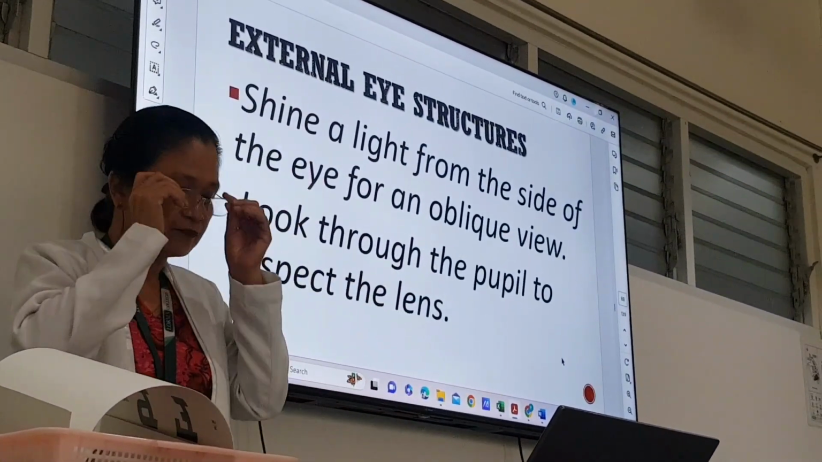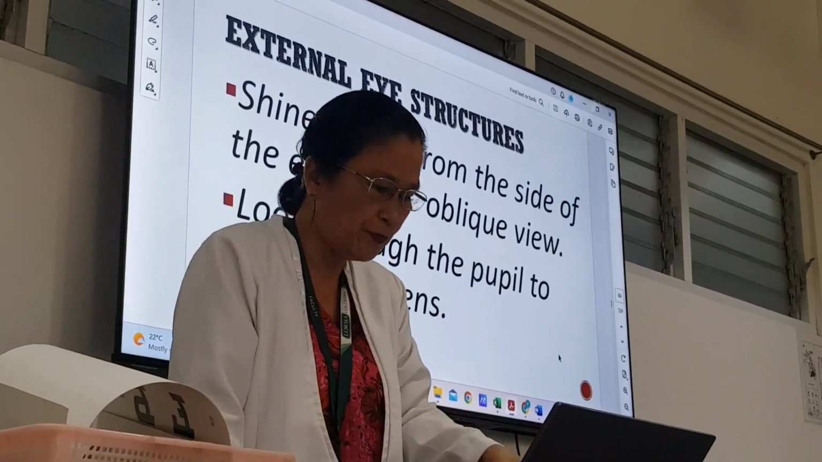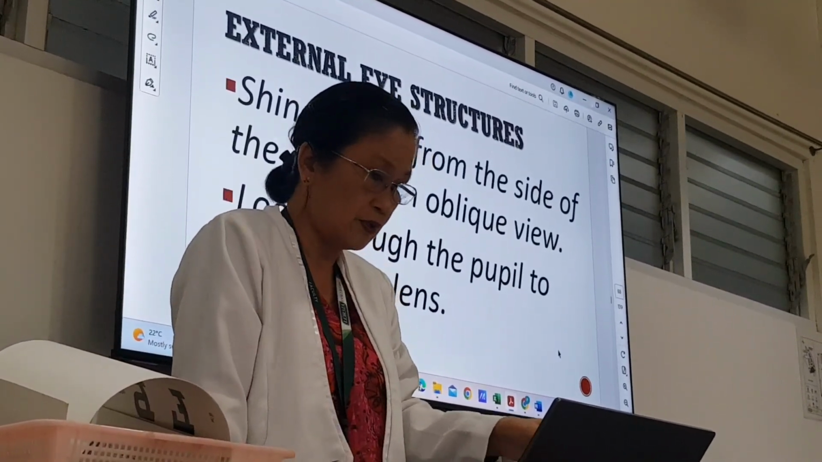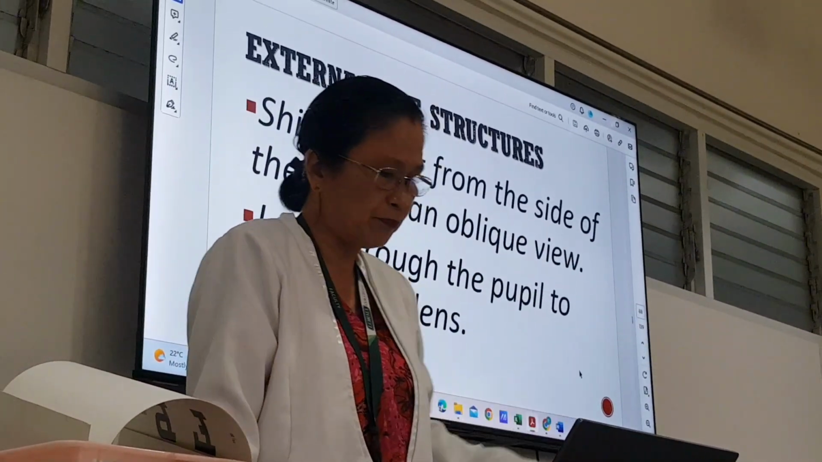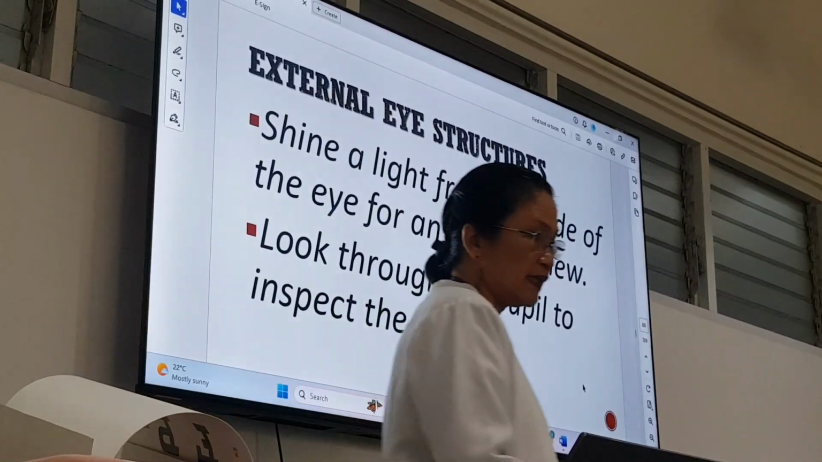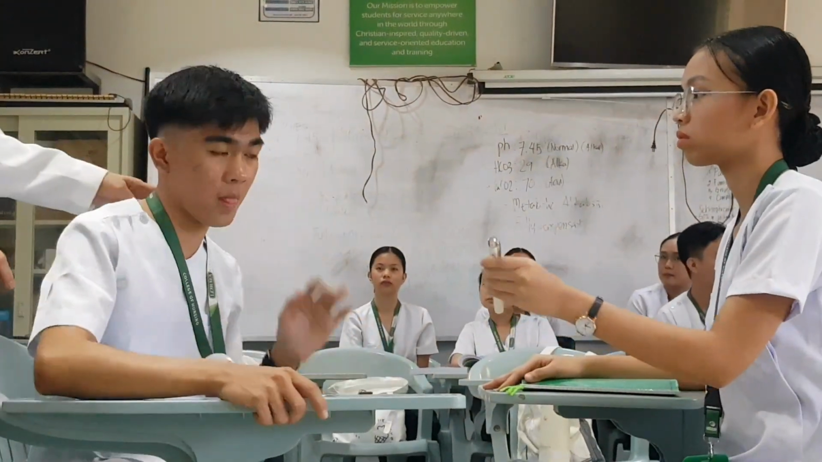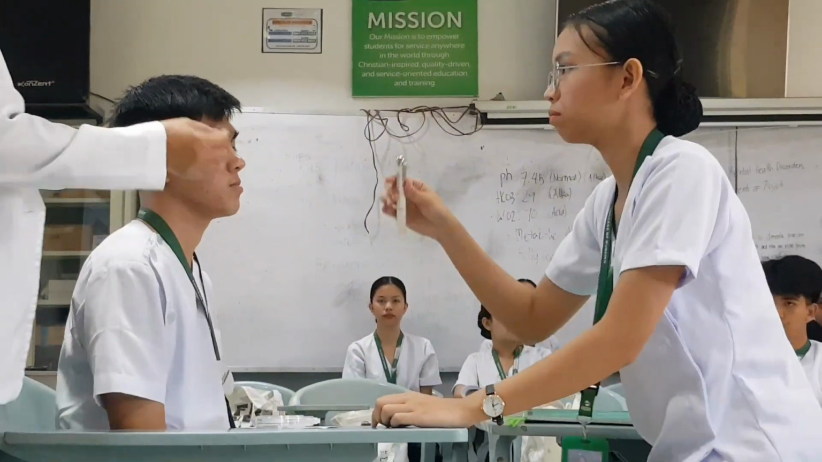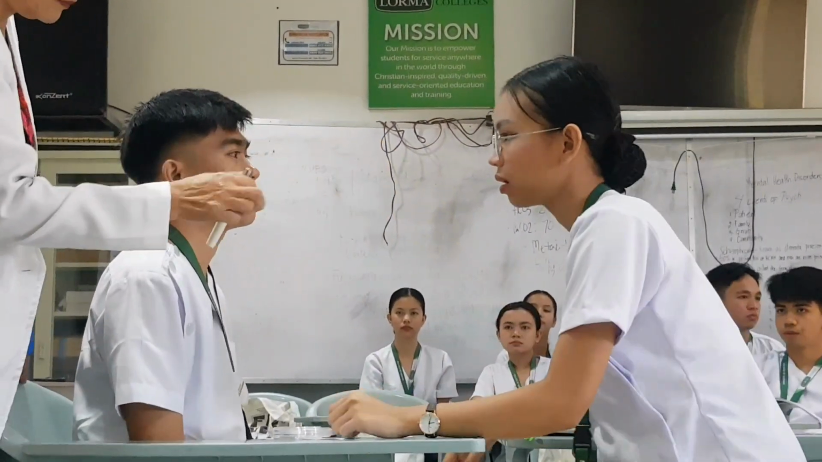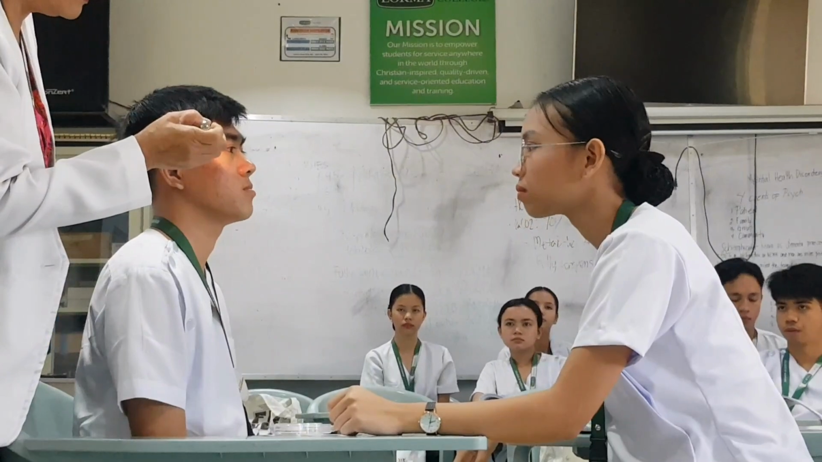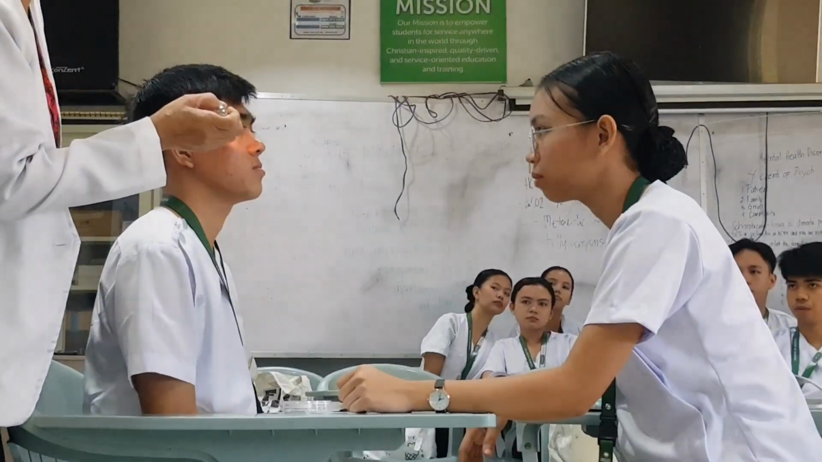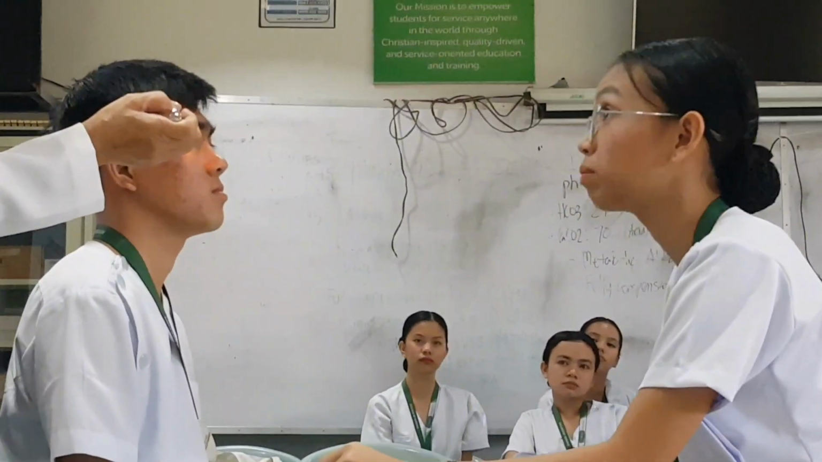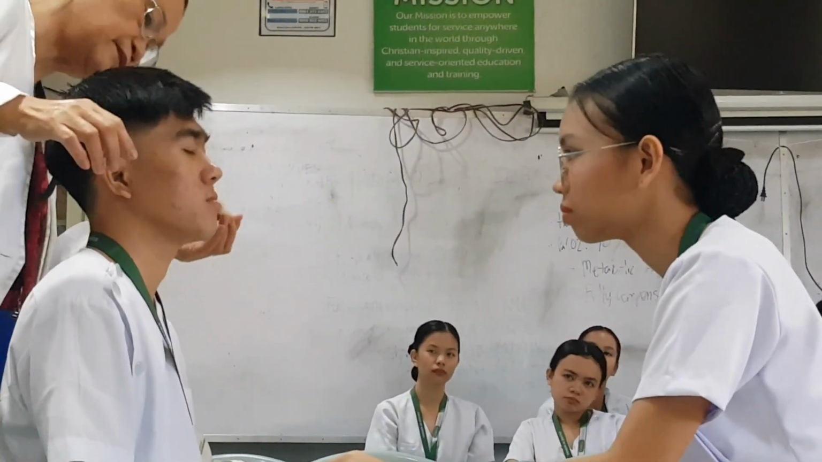Okay? Look through the pupil to inspect the lens also. When you shine the light from the side of the eye, oblique view, you look at the pupil to inspect the lens. Look at the pupil. Okay. Then the other one.